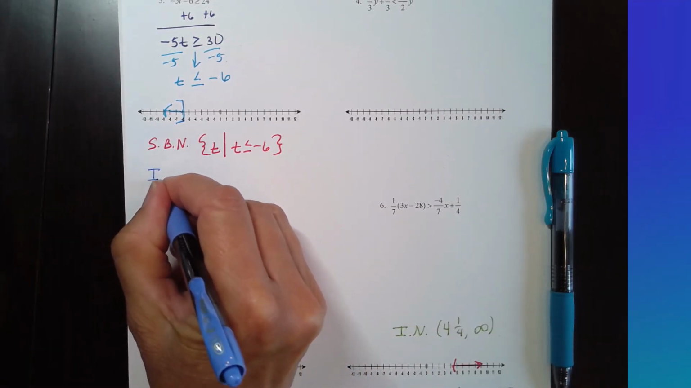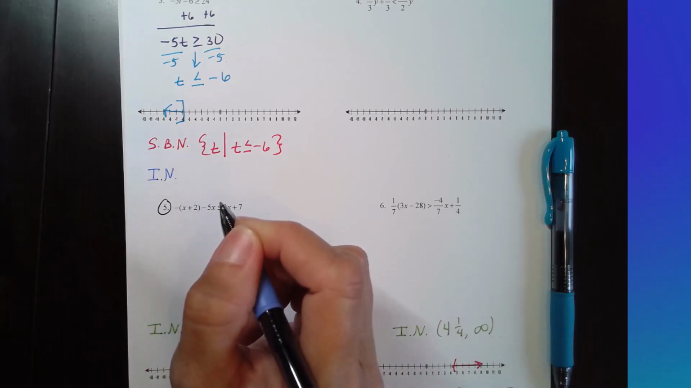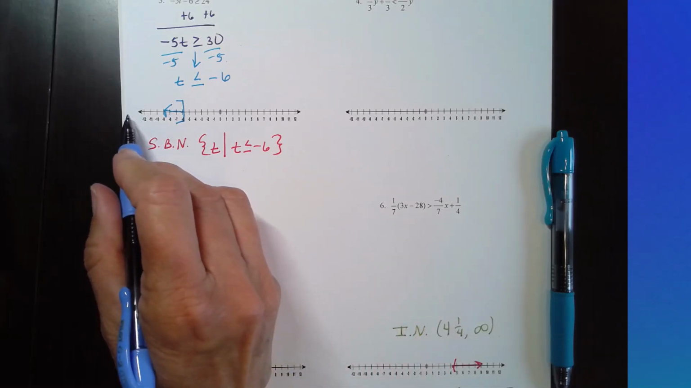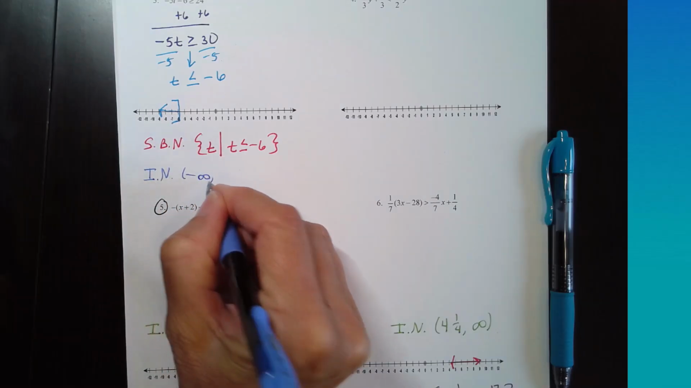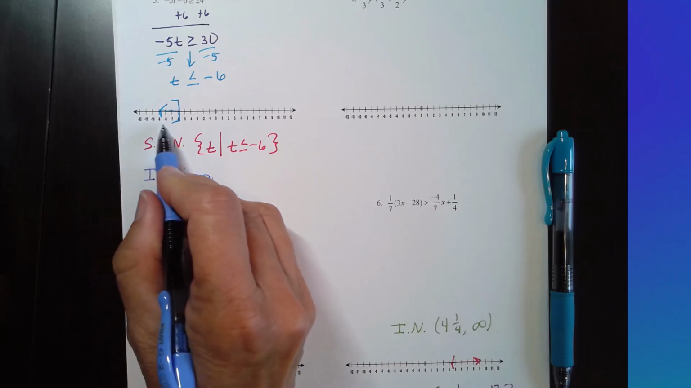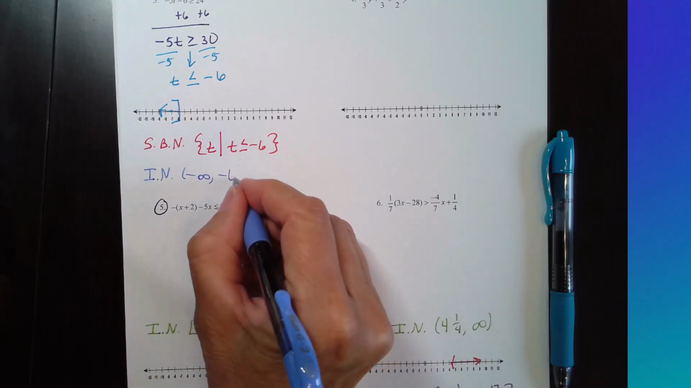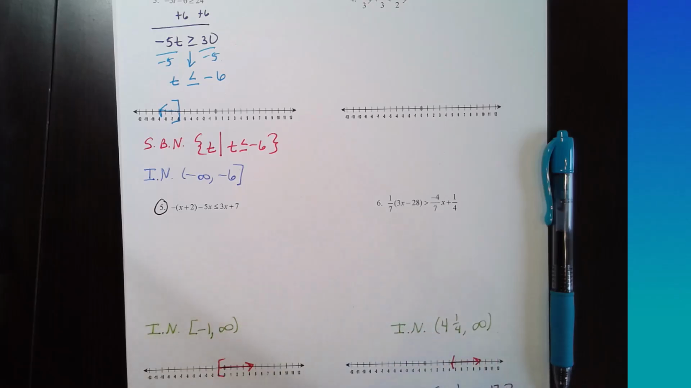Interval notation, IN. Interval notation, we will go from left to right and show me what you shaded on the number line. So we are going toward -infinity, and we need to start with the smallest number with interval notation. So -infinity is the smallest, and we're going to go all the way to -6, and we get to use a bracket because of that less than or equal to sign.